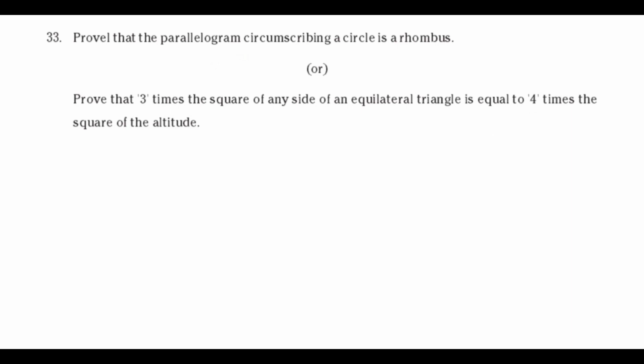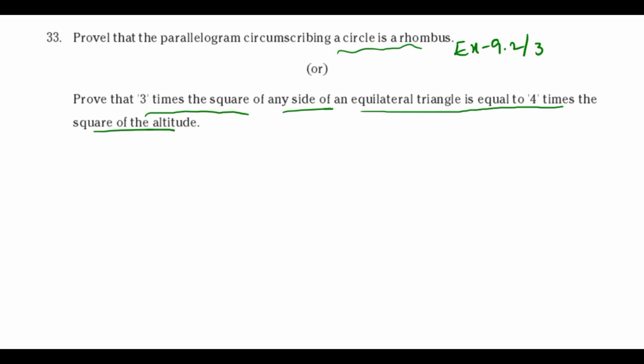Okay, so next one, prove that a parallelogram circumscribing a circle is a rhombus. Yes, one of the most important from the 9th chapter, that is exercise 9.2, question number 3. You can verify it. Third question, similarly, prove that 3 times the square of any side of an equilateral triangle is equal to 4 times the square of its altitude. This is the problem from exercise 8.4, question number 3. So all are direct questions. 8 mark questions, or 4 mark questions also, are generally asked directly from the textbook questions.